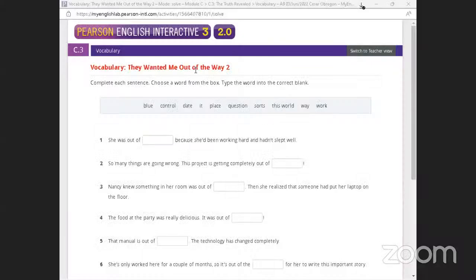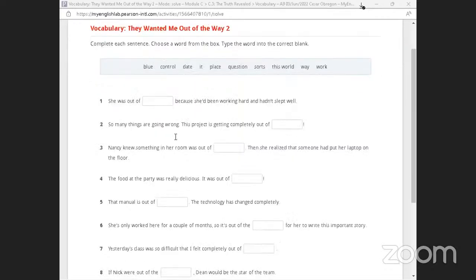Okay. So, complete each sentence: choose the word from the box and type the word into the correct blank. So we have all of these words, and of course we need them to make collocations or idioms, depending on the situation. What about number 1? She was out of sorts because she had been working hard and hadn't slept well. Number 2: so many things are going wrong. The project is getting completely out of control.